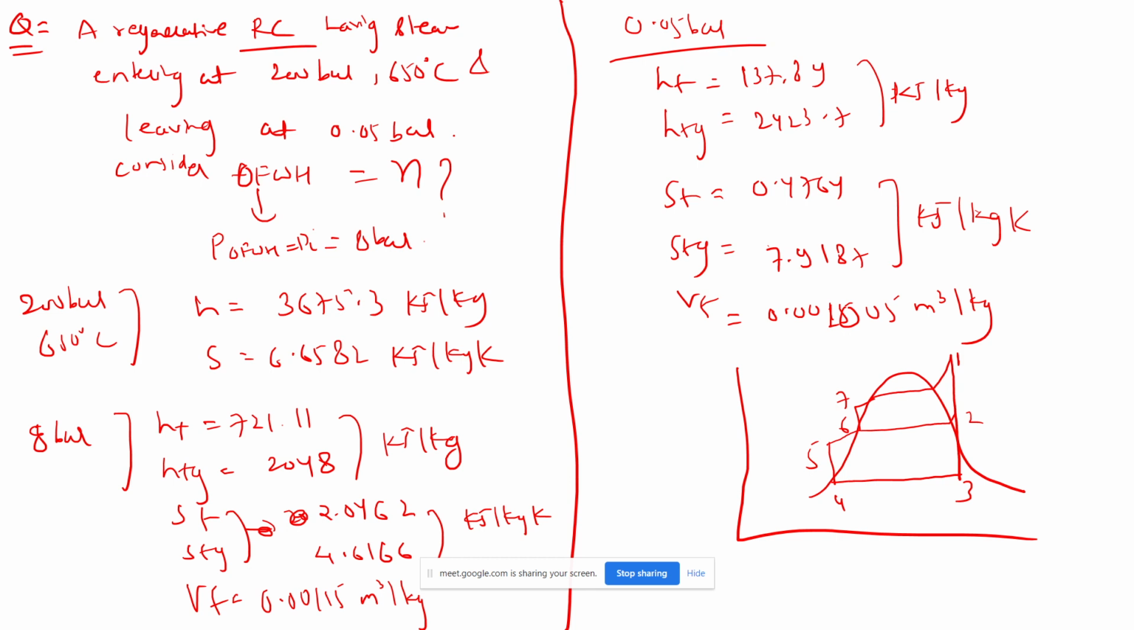Sir, at point 2, it is superheated steam. No, it is not. We have to calculate. I have just drawn the basic diagram. 1.79, sir, dryness fraction. Okay, we will see. We will calculate.